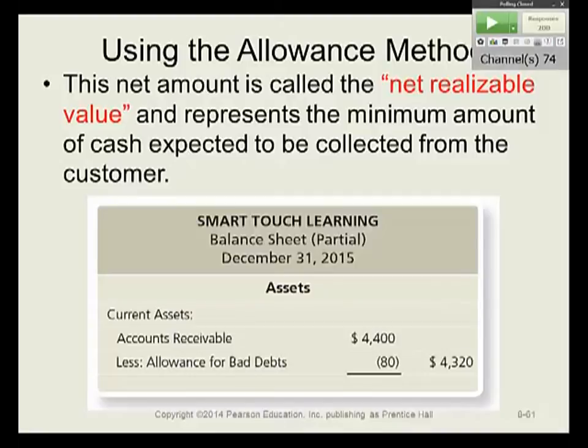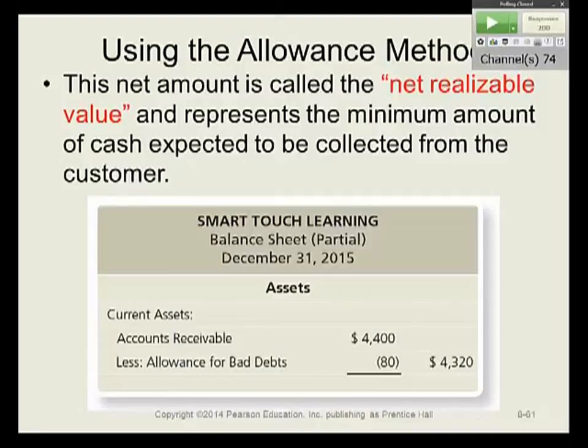So at this point, you've got accounts receivable at 4,400. You have an allowance of $80, and your net realizable value is 4,320. Now the question is, how do you write the account off? How do you write off a bad debt?